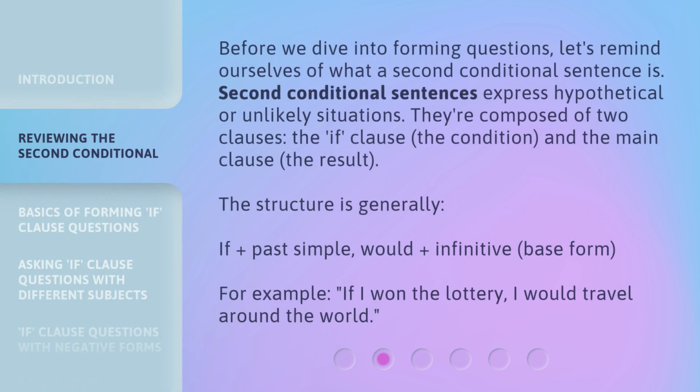Before we dive into forming questions, let's remind ourselves of what a second conditional sentence is. Second conditional sentences express hypothetical or unlikely situations. They're composed of two clauses: the if clause, the condition, and the main clause, the result. The structure is generally if plus past simple, would plus infinitive, base form. For example, if I won the lottery, I would travel around the world.